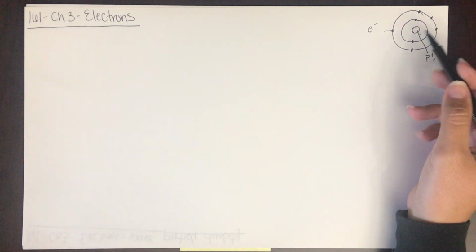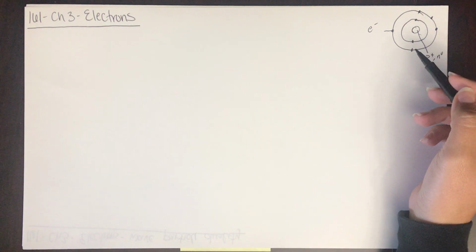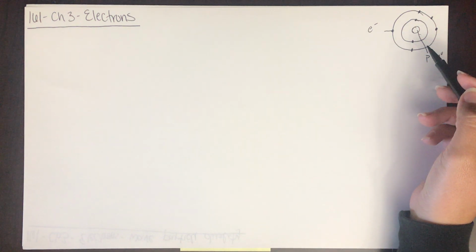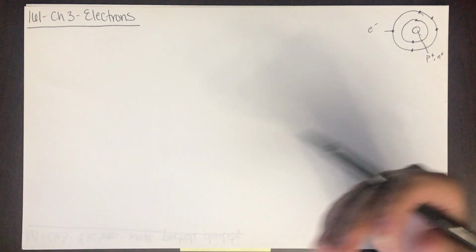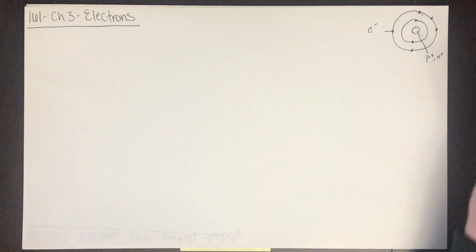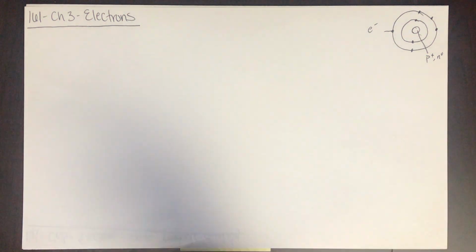So we really need to understand electrons and their properties so that we can understand bonds and chemical reactions and really everything else in chemistry. So that's what we're talking about in chapter 3.